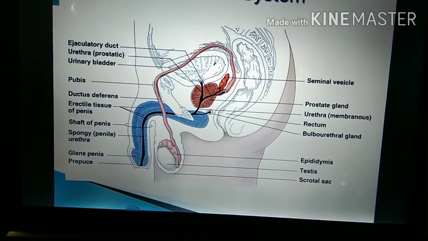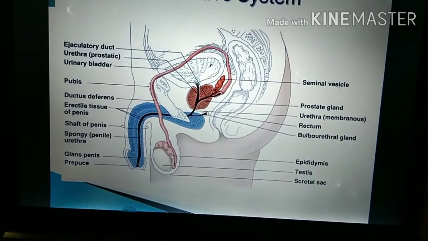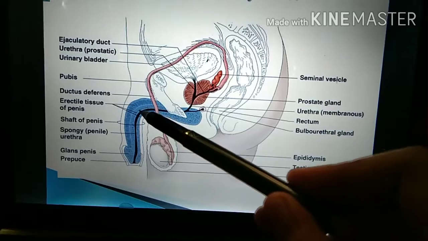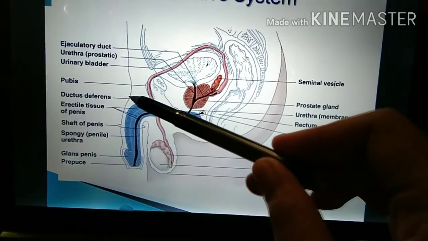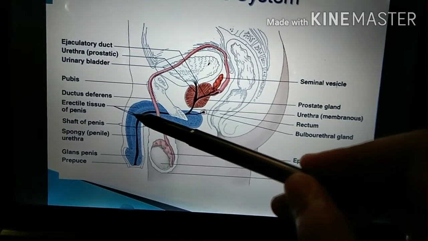At this time, let's identify every part of the male reproductive system. This picture is the male reproductive system. The first part is what we call the penis, in this area. This is the penis. This is the male organ used in sexual intercourse and it has three parts.